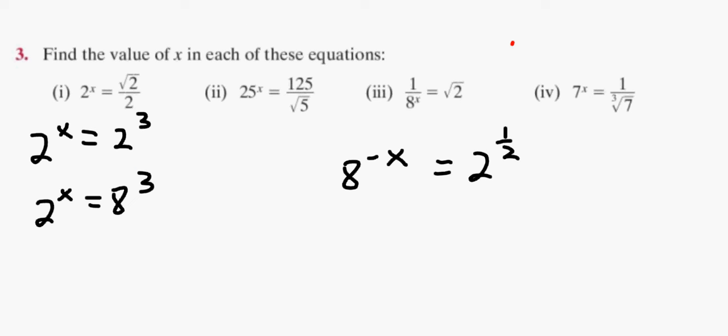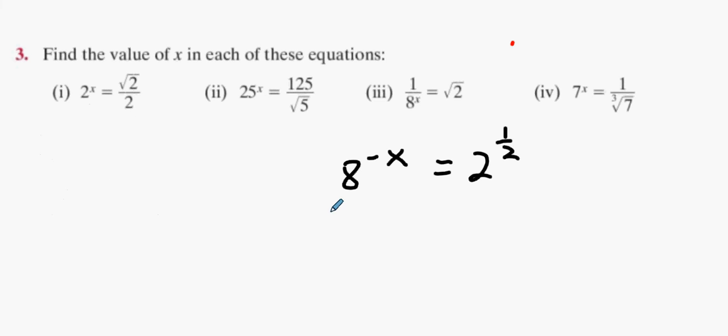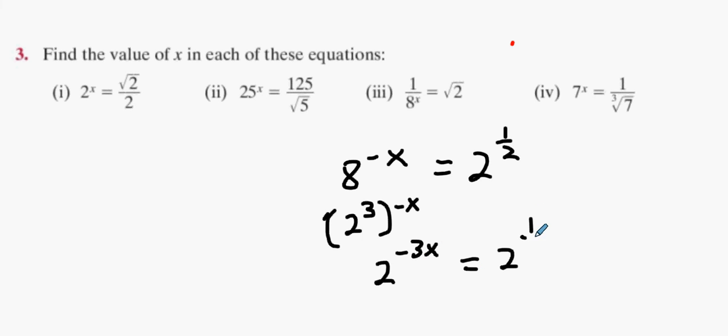You usually convert the bigger number into the smaller number. So anyway, we can convert 8 into 2's. 8 is 2 to the power of 3. Sorry. For some reason, I'm not able to draw right now. So, it's 2 to the power of 3 to the power of minus x. And what is that? 2 to the power of? Now we're in business.